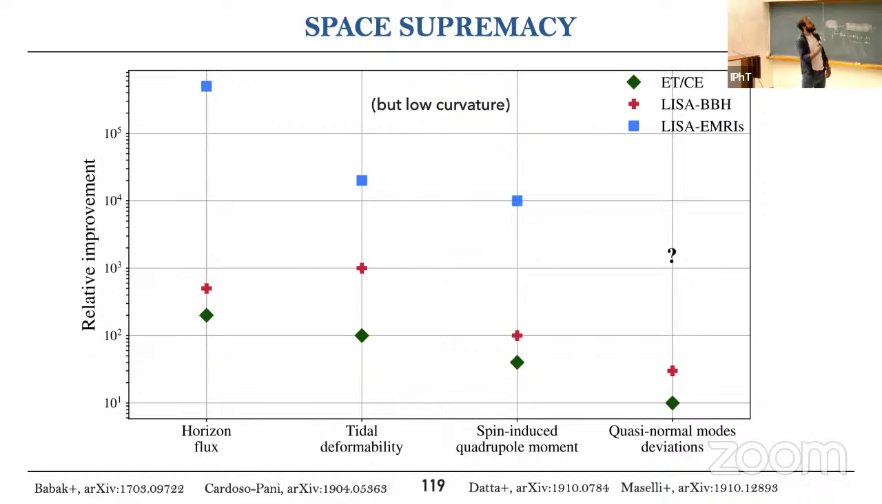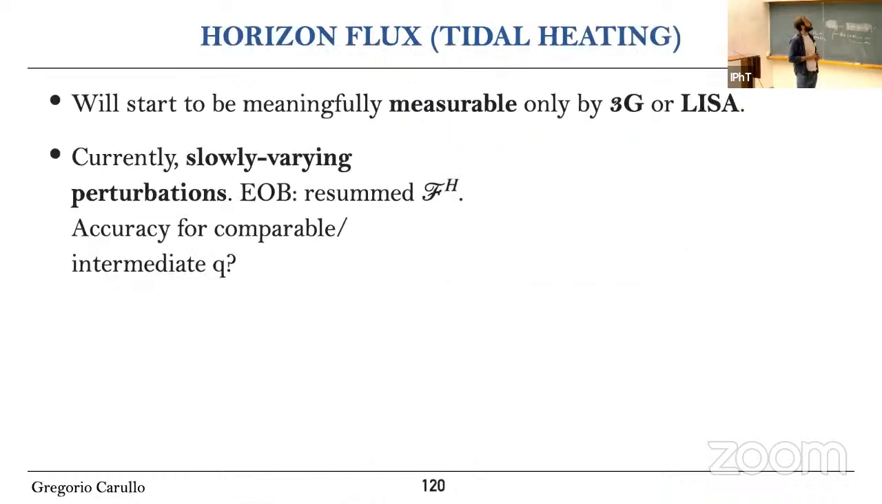But if you look at extreme mass ratio inspirals, so a small object orbiting around a very big one, this is going to jump, especially the horizon flux. It's going to be 10 to the minus 6 more sensitive than what we have now. It's a gigantic leap. And for quasi-normal modes, actually, we don't know with EMRIs.